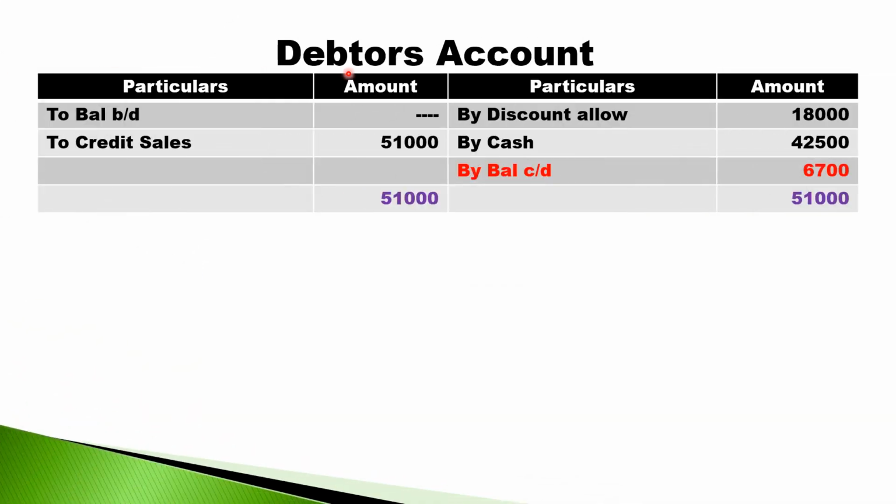So you have to prepare debtor account as per instructions in the question. To balance brought down, we don't have opening debtors. Then credit sales will come in debit side because we sell, debtor buys, debtor is a customer, so debit the receiver. Discount allowed is an income to debtor, credit side. Cash paid by the debtor, credit the giver, credit side. So you get a closing debtor of 6,700.